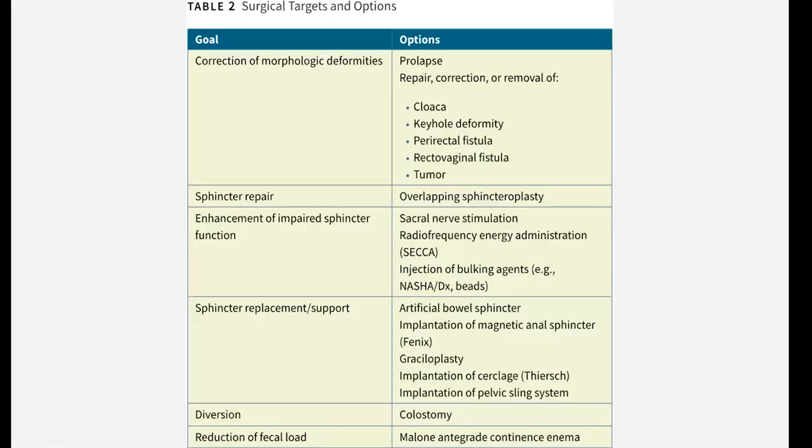This is just a table out of Cameron's for the different types of options available with the goal of what you're treating with those options. So again, we're going to be talking about sphincteroplasty for defects in the sphincter. The sacral nerve stimulator is really important and is the mainstay of surgical treatment now, which enhances impaired sphincter function. And then again, I'm not going to talk about this in detail, but you can consider fecal diversion.